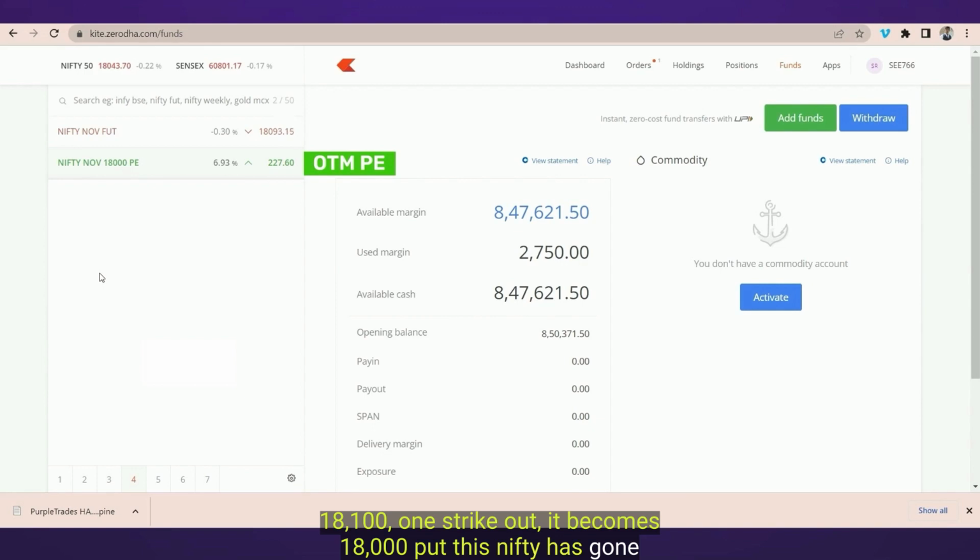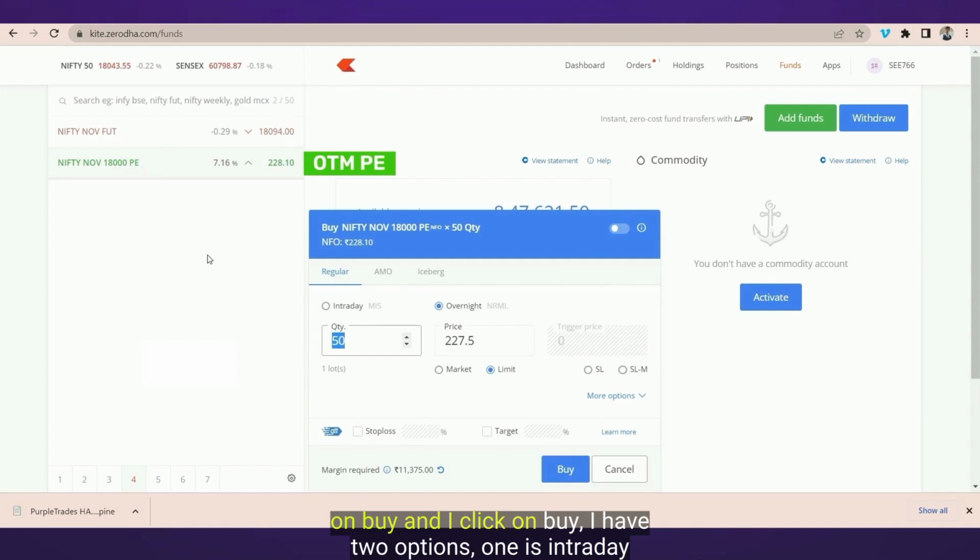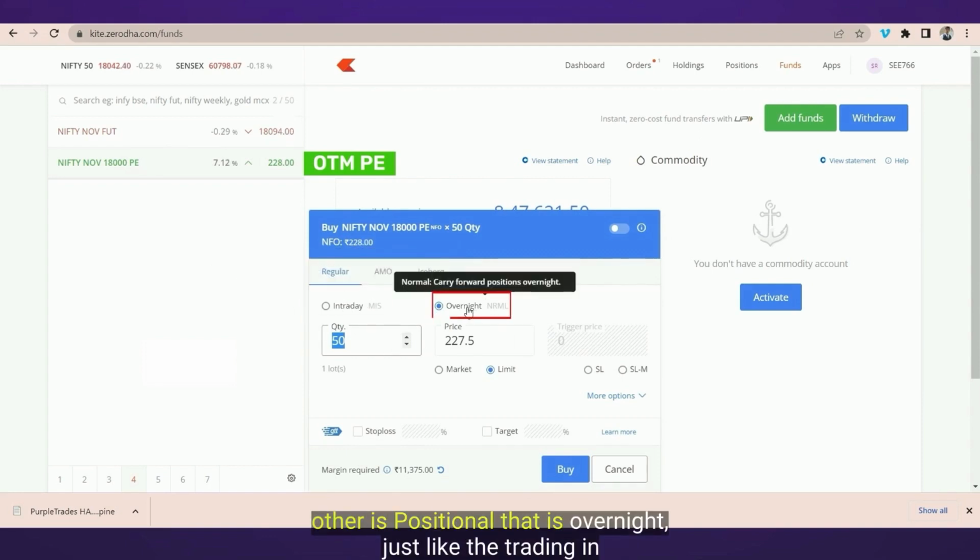Since Nifty has gone down, the put has gone up by 6%, and if I'm expecting the market to go down from here, I can buy one lot of put. So I'll just click on buy. When I click on buy, I have two options: one is intraday, the other is positional, that is overnight, just like trading in futures.